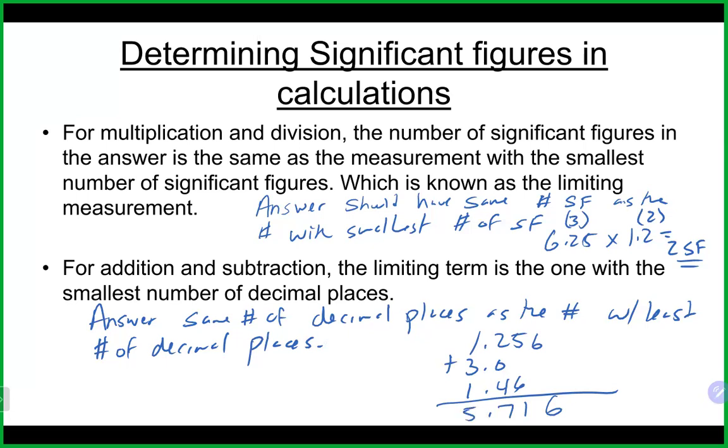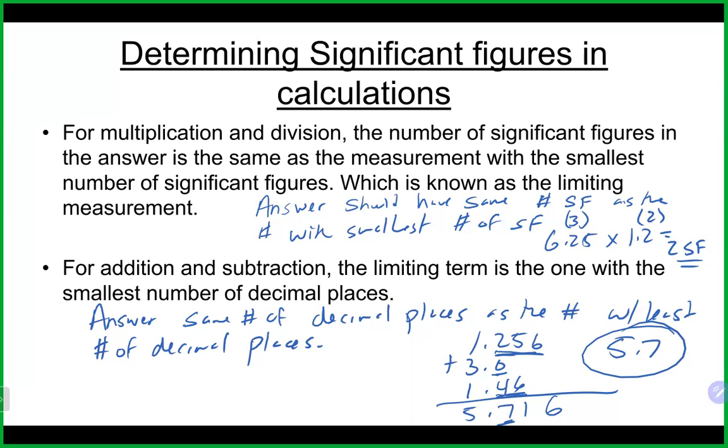Here we're looking at decimal places. So we got 3 decimal places, 1 decimal place, and 2 decimal places. The smallest number of decimal places is the first decimal place, which means we should come here and our answer should be 5.7 in this case. 5.7 has 1 decimal place, but how many significant figures does it have? It has 2, which could be important if you're going to go take that and do another like multiplying or dividing with that answer. So again, it's important to keep track of it.